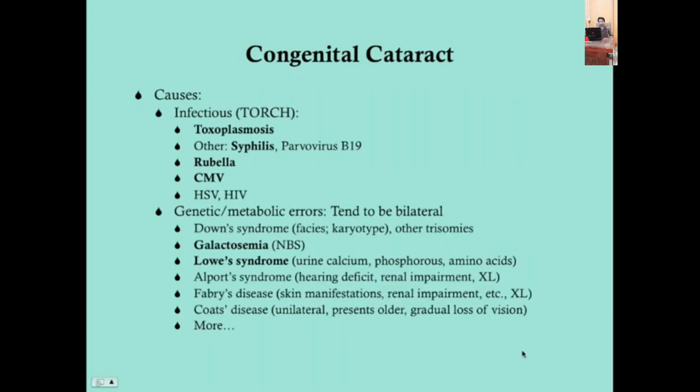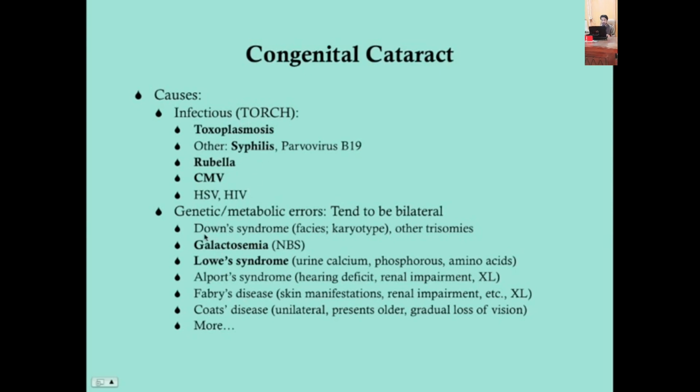So this is your differential for congenital cataract. If it's infectious, we're really thinking toxoplasmosis, syphilis, rubella, or CMV. I put some other things on here that can be causes, but these ones in boldface here are the ones we're mainly thinking about. Then these genetic and metabolic errors tend to be bilateral cataract, but certainly an infectious cataract can be bilateral as well.